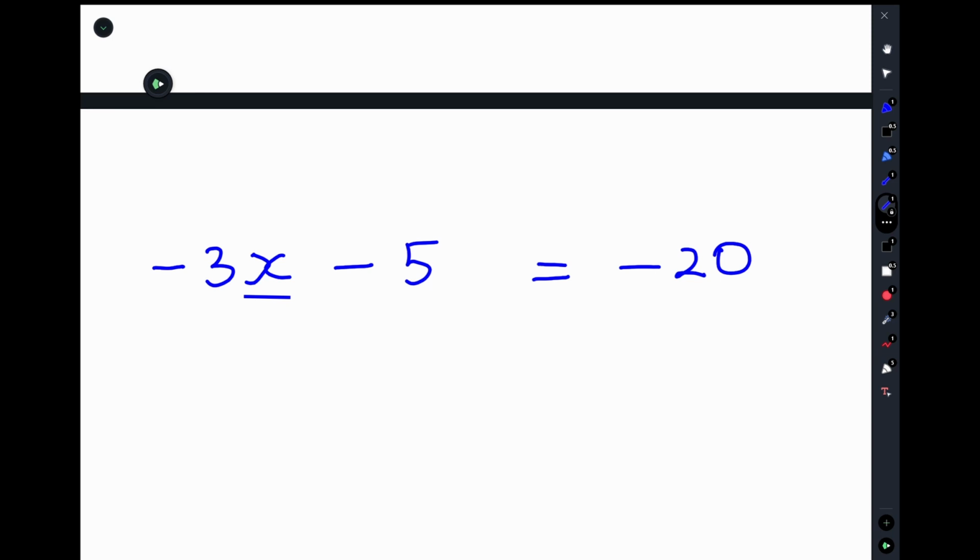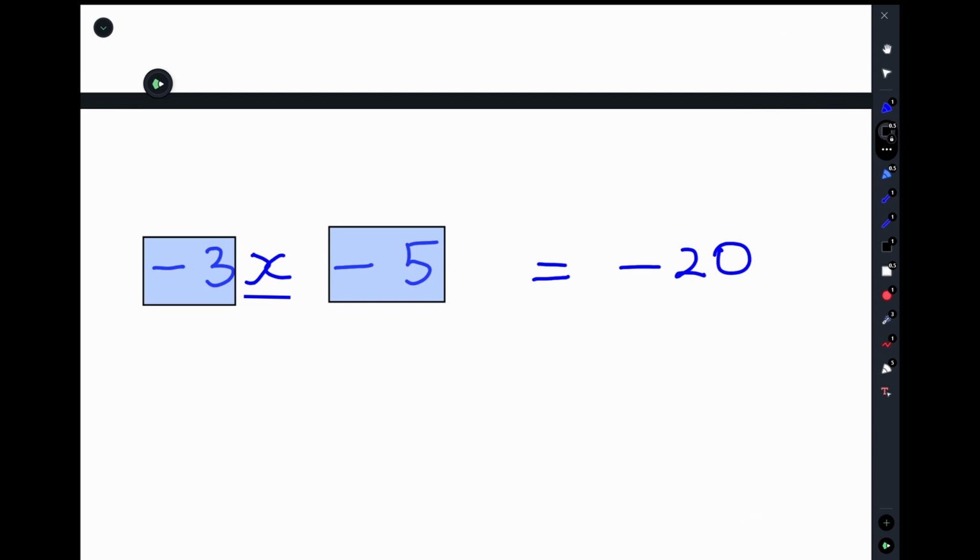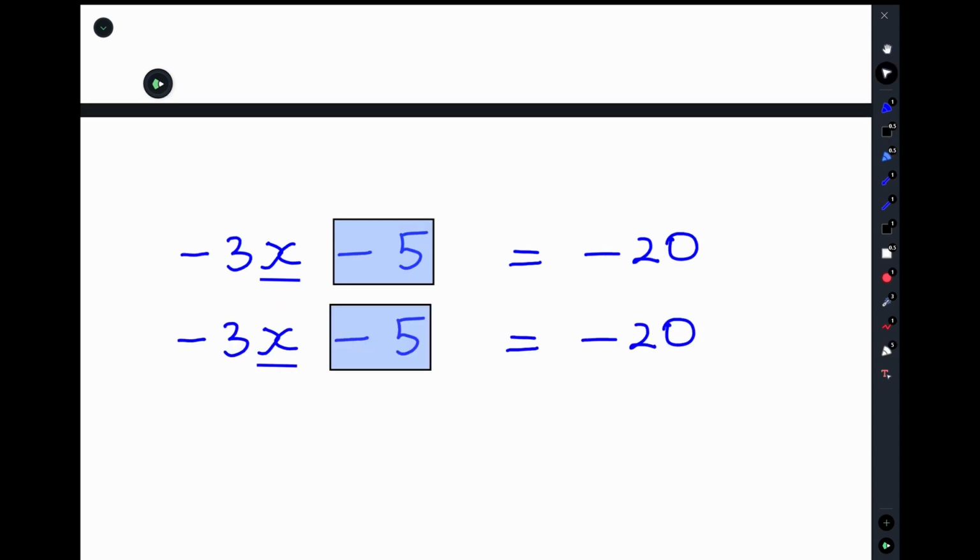There are two things that need to be moved. We need to move the negative 5 to the other side. We need to move negative 3 to the other side. We are first going to move the term that does not contain x. So we're going to move negative 5 to the other side of the equation first, because that is a term not containing x.